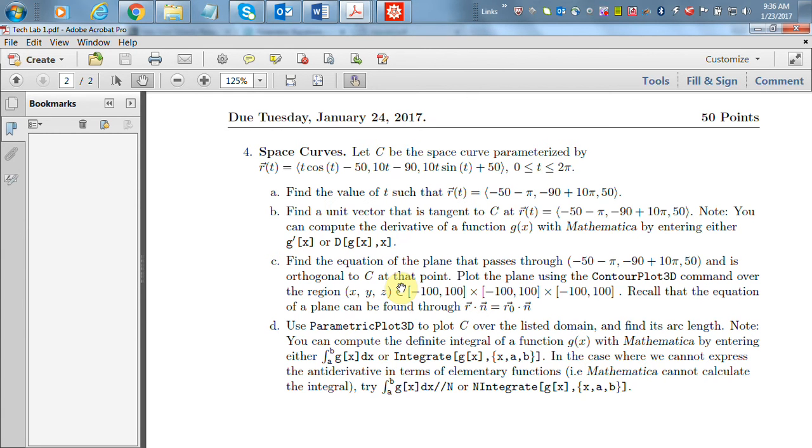On C, they want the equation of the plane that passes through this point and is orthogonal to C at that point. Well, if it's orthogonal to C at that point, you have the normal vector. And then they want you to plot that plane, basically. And they want you to use ContourPlot3D.